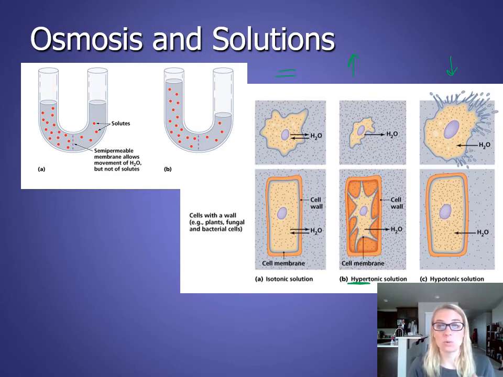the cell swells and either bursts if it's like an animal cell with no protective cell wall, or if you do have a cell wall like a plant or a fungus or bacteria, it swells up and pushes and the cell wall helps to protect from bursting. But it still could also negatively impact the cell because it's diluting its concentration of electrolytes inside.